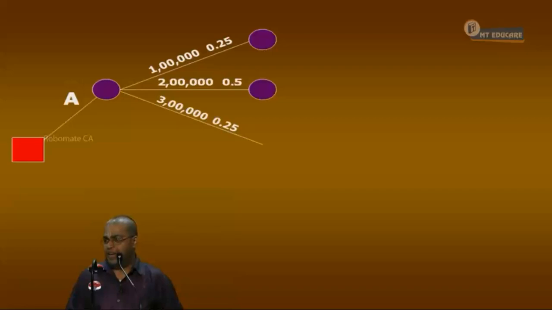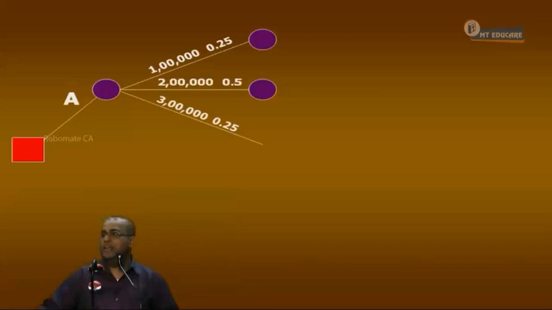Now, site A, I can do the project. Now, if I do the project in site A, what may happen here? First year, the cash flow can be 1 lakh. Second year, the cash flow can be 2 lakhs. Third year, the cash flow can be 3 lakhs. With the respective probabilities of what?